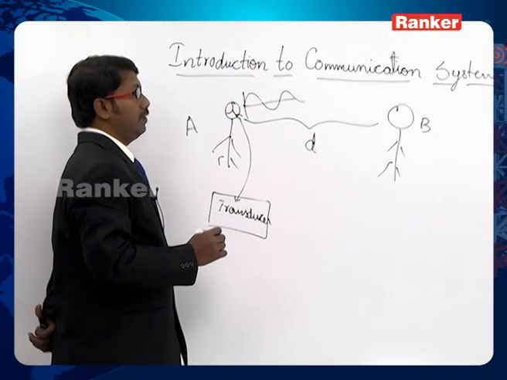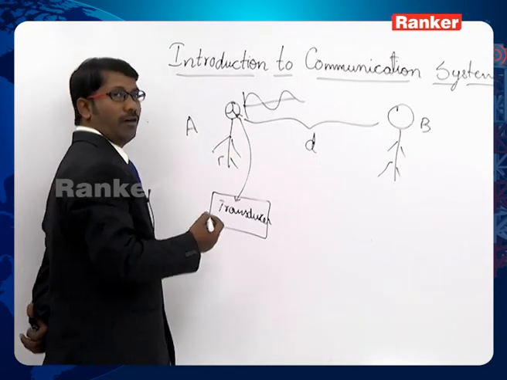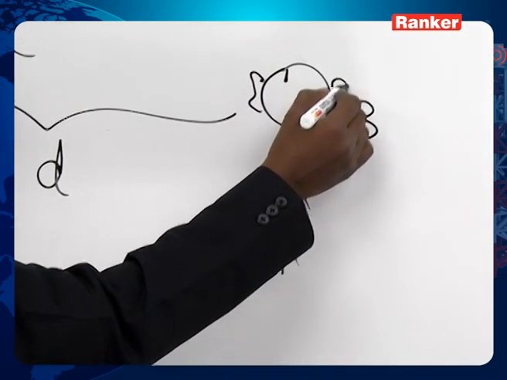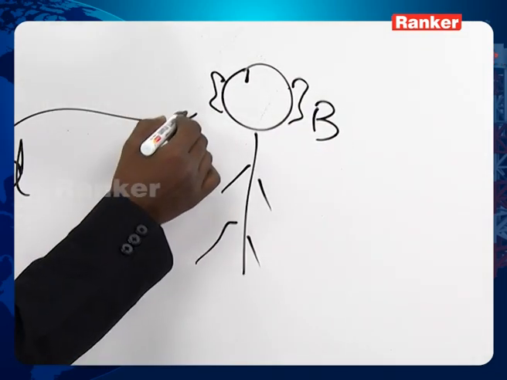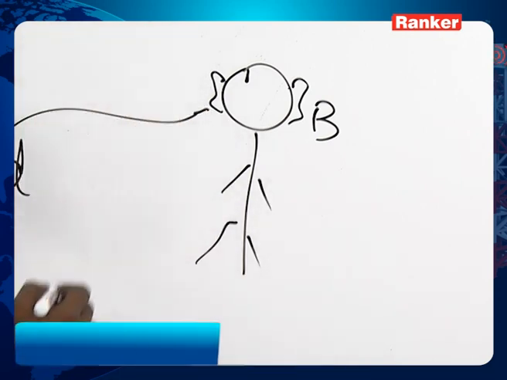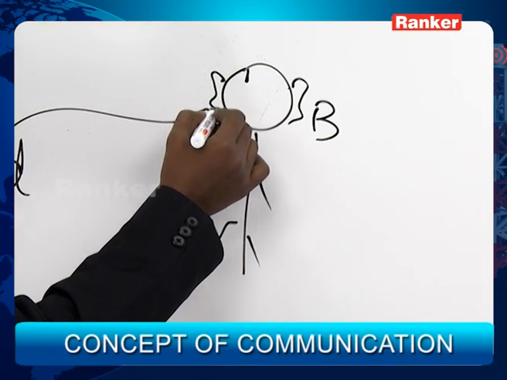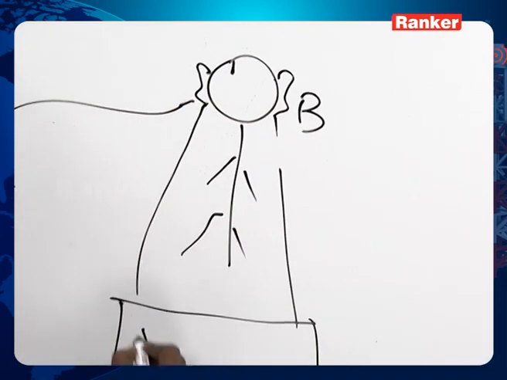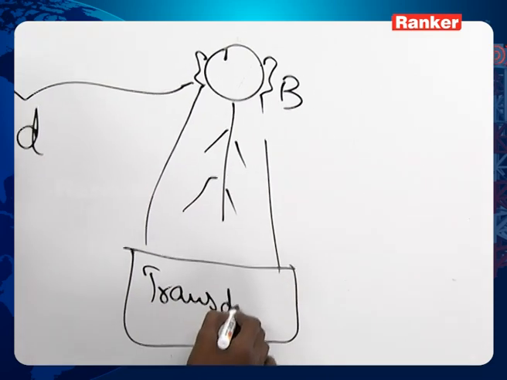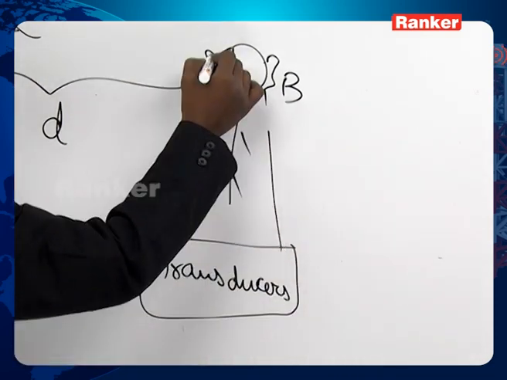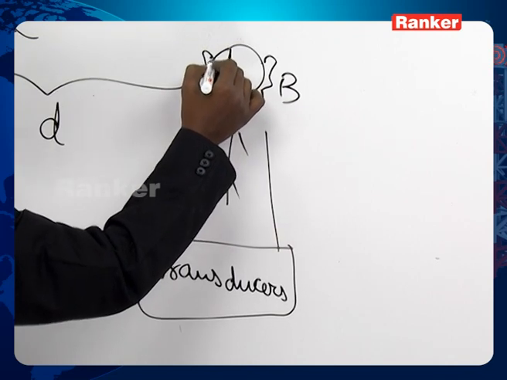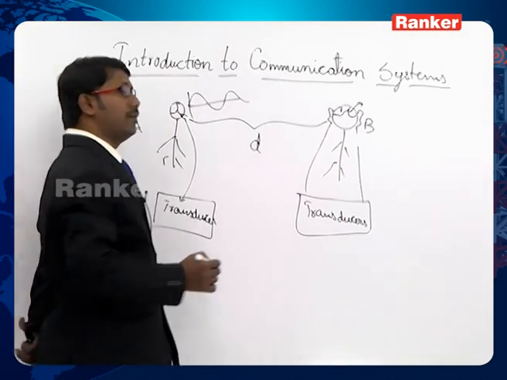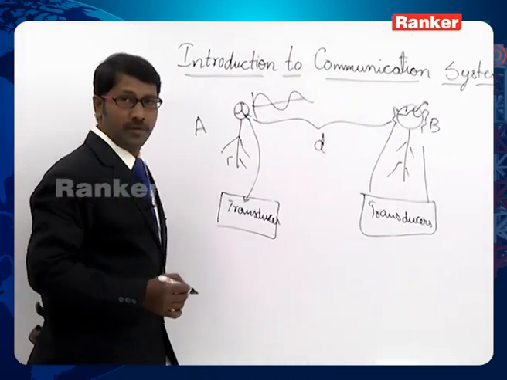Similarly, when B is receiving the information, B has ears which interpret the data coming in the channel, and here the ears of B act as transducers again. Then from the optic nerve, from the nerve system, it goes into the brain of B, and the information is interpreted, what A wants to communicate.